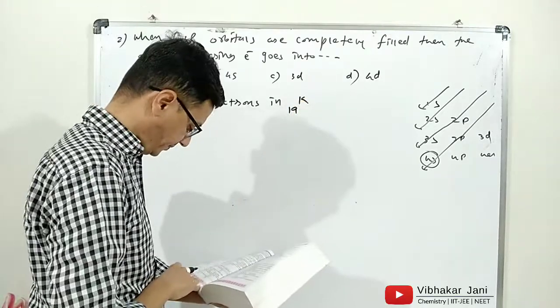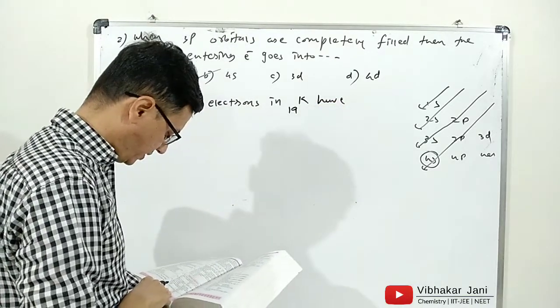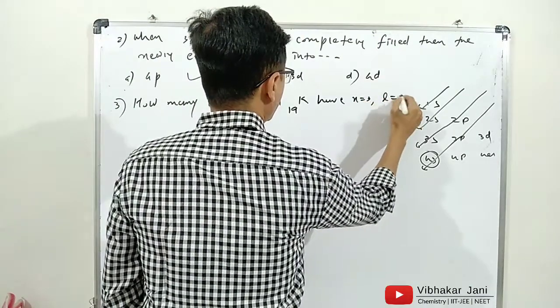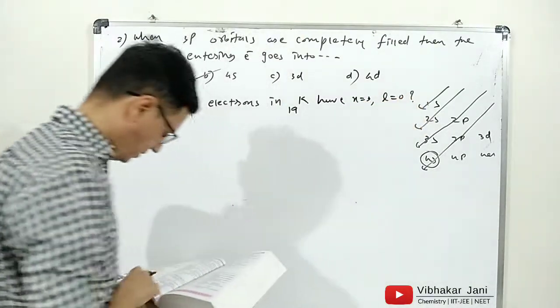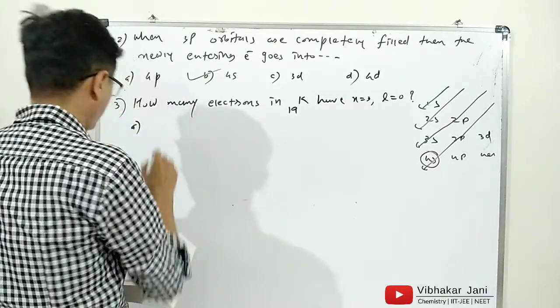potassium have n is equal to 3, l is equal to 0? This is the question. And the options are 1, 2, 4, 3.